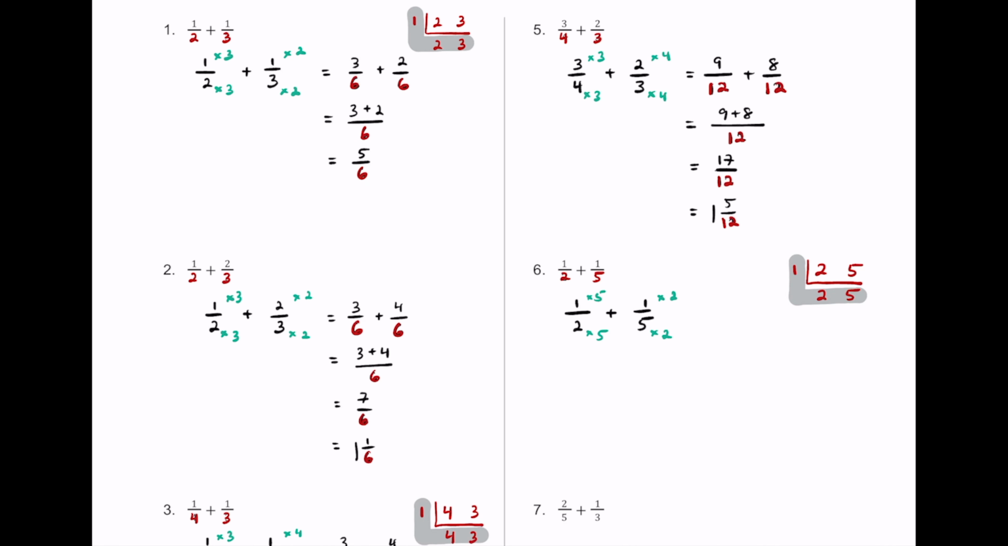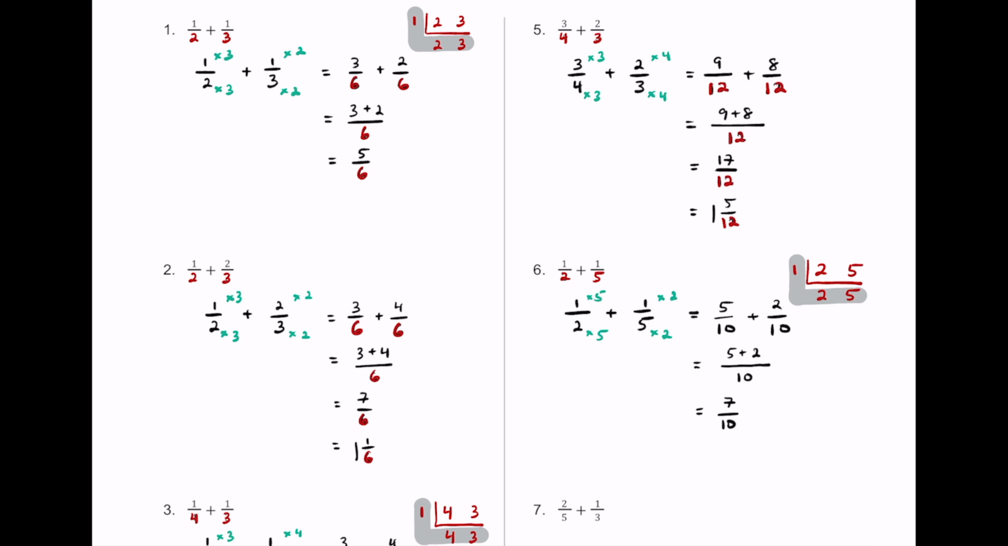Okay, so 1/2 is equivalent to 5/10. And then 1/5 is equivalent to 2/10. Okay, so we do have common denominators. We're going to have 5 plus 2 on top over 10. And 5 plus 2 is going to be 7, so we have 7/10 for our final answer.